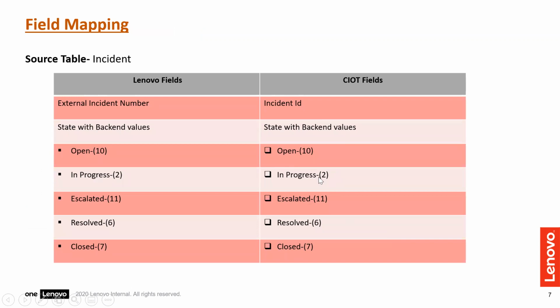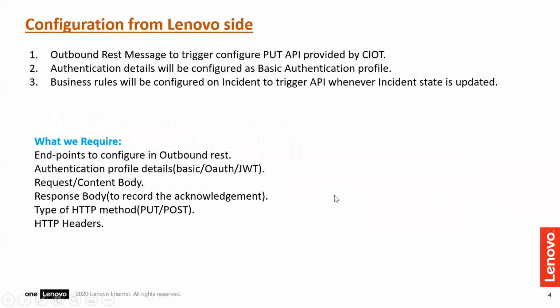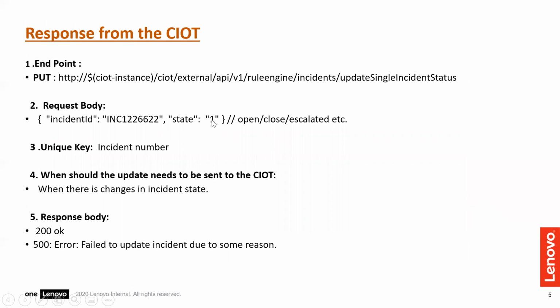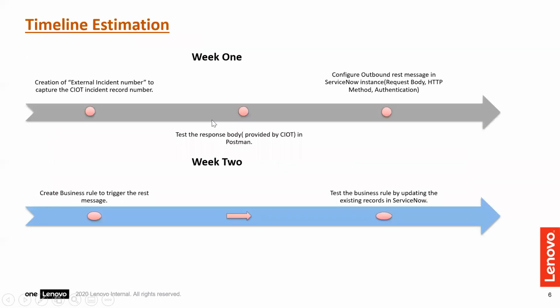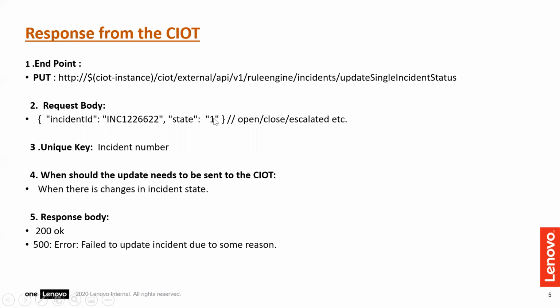I have told you, right, in Lenovo fields we have states. So states with backend value on the Lenovo side, and then CAOT states with backend value. For open it is 10, for in progress it is 2, for escalated it is 11, resolve 6 and close 6. The same will be applicable even in CAOT. Sometimes it might vary, based on the platform which they are using, that will get changed. So in the request body, if it is 6 over here, then that will be resolve. If you send 11 here, that is escalated.